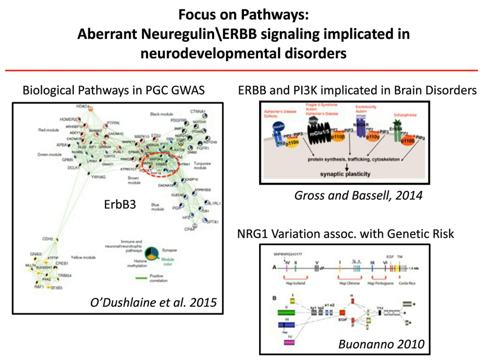Alzheimer's disease, Fragile X disease, excitotoxic cell death, and schizophrenia are all associated with signaling through ERB family receptors and downstream PI3 kinase. Variation in the ligand itself in the bottom right is also seen with genetic risk.